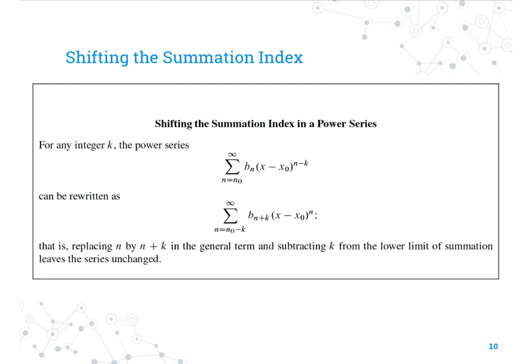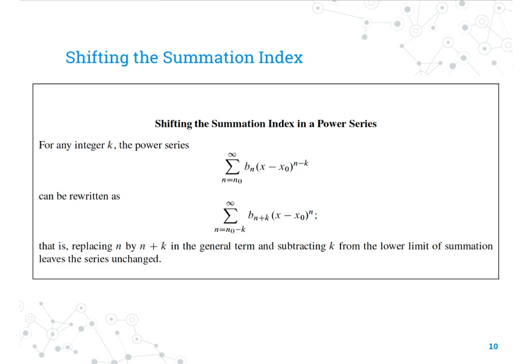The last topic that we didn't get to in section 7.1 in the last class was on shifting the index of a power series. So when we take derivatives of a power series, we shift the index up by 1 when the power of x goes down by 1.